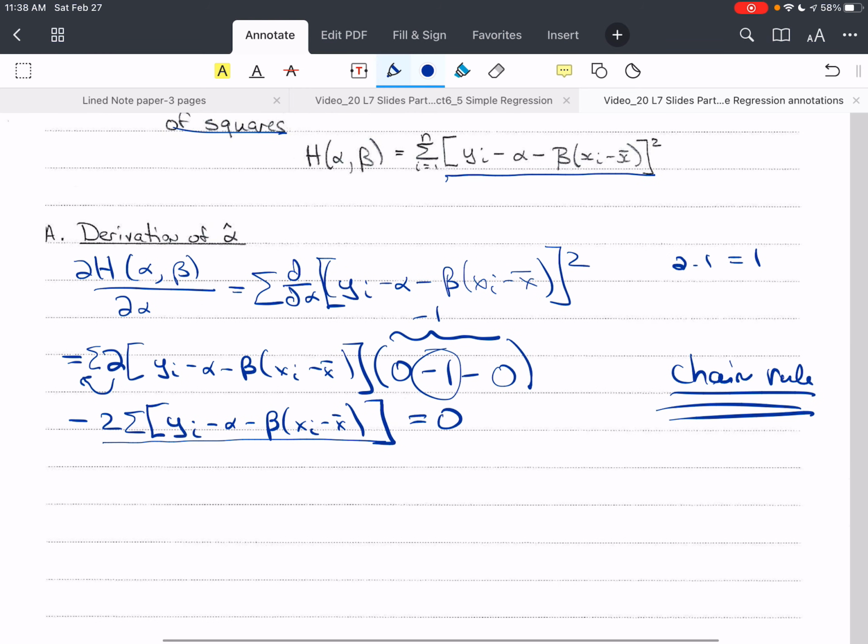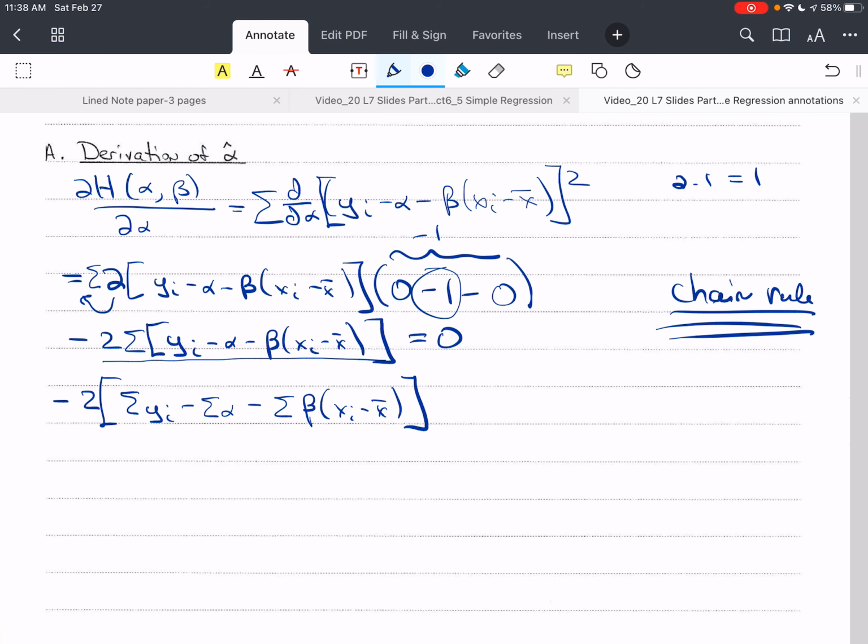I can keep the negative 2 out in the front, and I think I will because I'm going to use it when I check the second derivative. So I'm going to pull that out, and then I can distribute the summation, so sum of yi minus the sum of alpha minus the sum of beta times xi minus x bar. Okay. I could divide both sides by negative 2, get rid of it, but there's really no need to do that. You can leave it out there if you want.